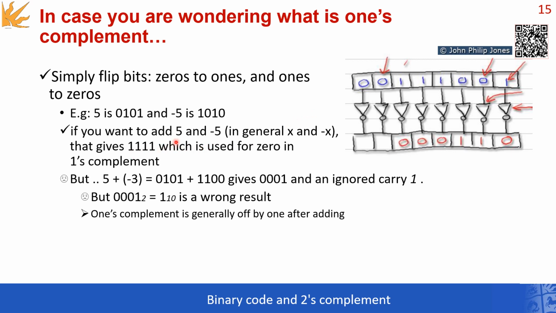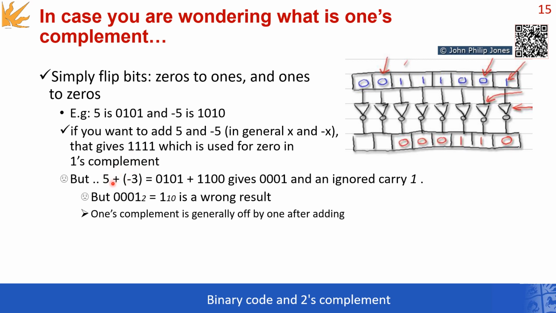Let's say that you try to add 5 and minus 5, or in general, x and minus x. The result that you're going to get is 1, 1, 1, 1, which is used for 0. Okay, so this means that you need to use this representation for 0, which doesn't look nice. But that's not the real reason why we don't use 1's complement. The real reason can be seen in this example.